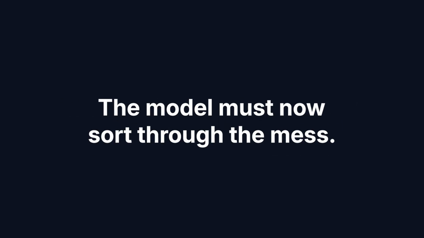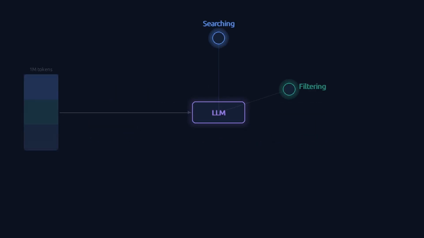But that assumption is not entirely correct. When you do that, the model is no longer just answering a question. It is searching, filtering, ranking, resolving conflicts, and deciding which details deserve attention. And that is why a million token context window can still miss a sentence that was technically right there.